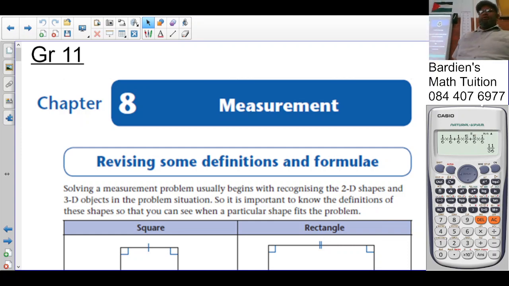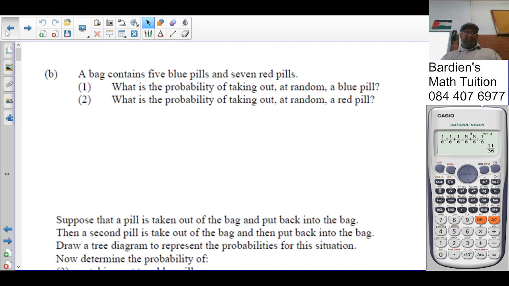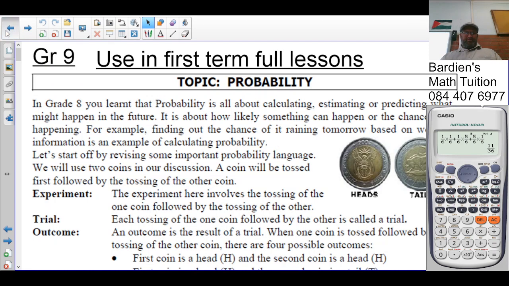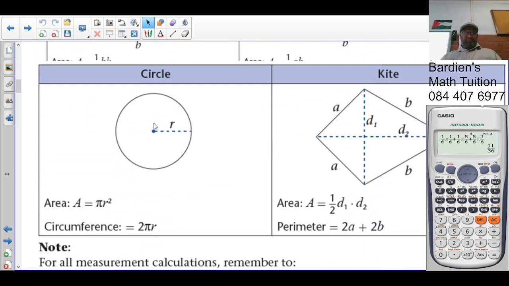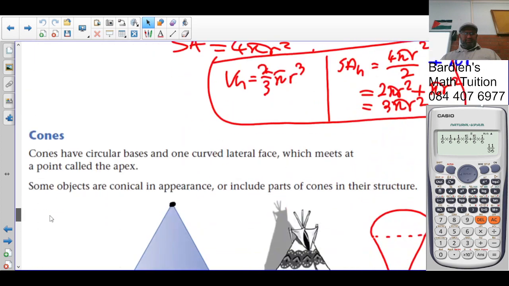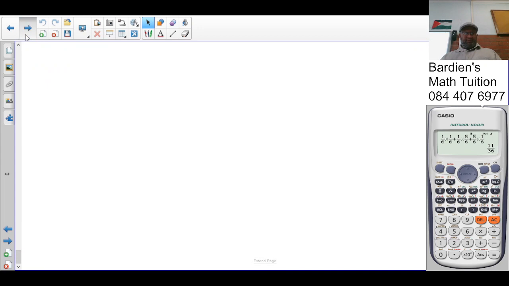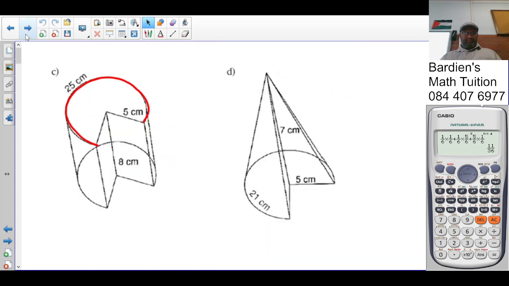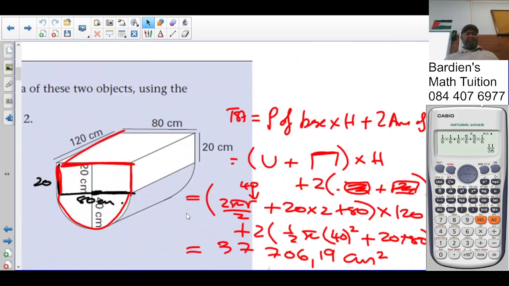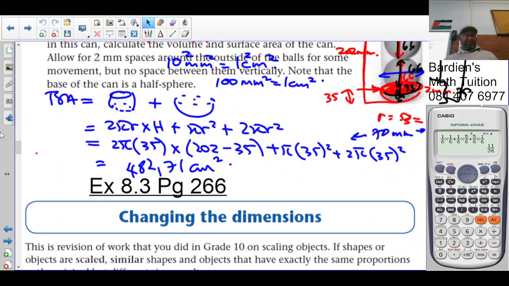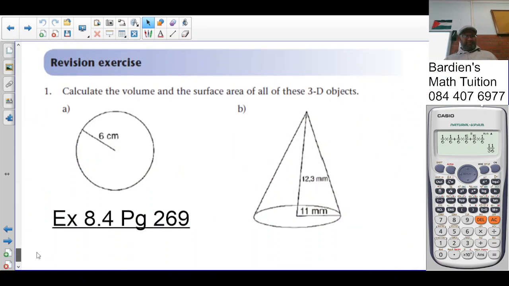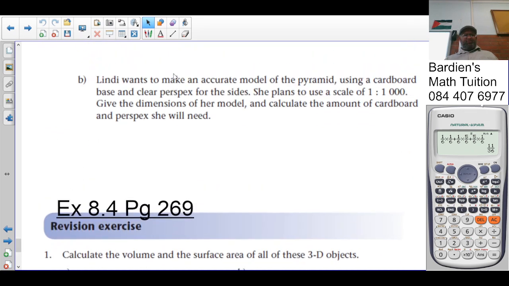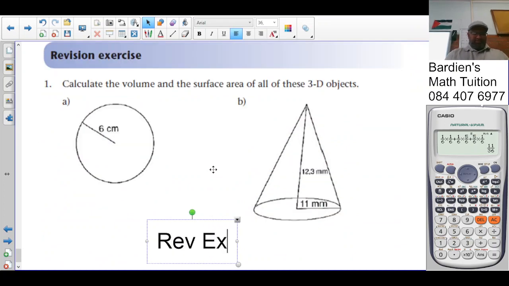Okay, good morning class. So today we're looking at measurement. It was the revision exercise, not so? Right, so let's go there quickly. Right, so it's the revision exercise on page 270.